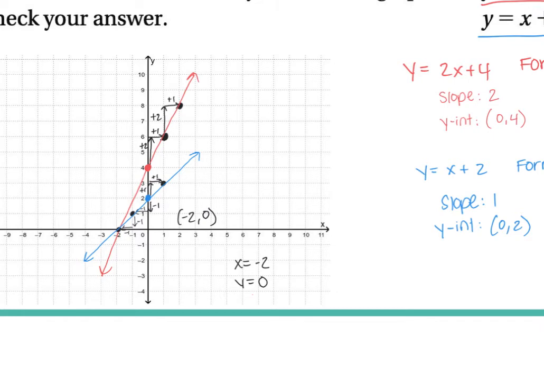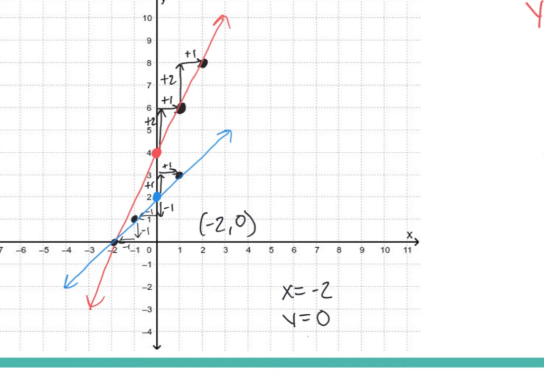Roy? You don't actually have to do that, okay? That's just the check. And no, because remember, these lines continue on forever. So even if you only plotted this point and then you went up another one, right? If you extended your line, it's still going to intersect with the red one.